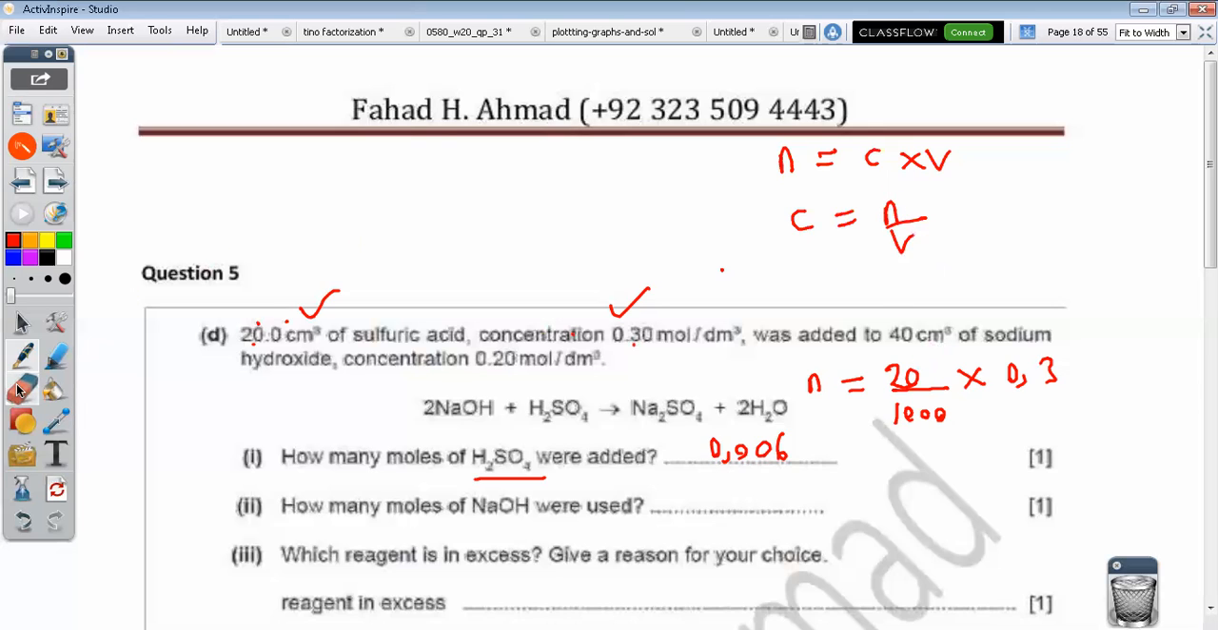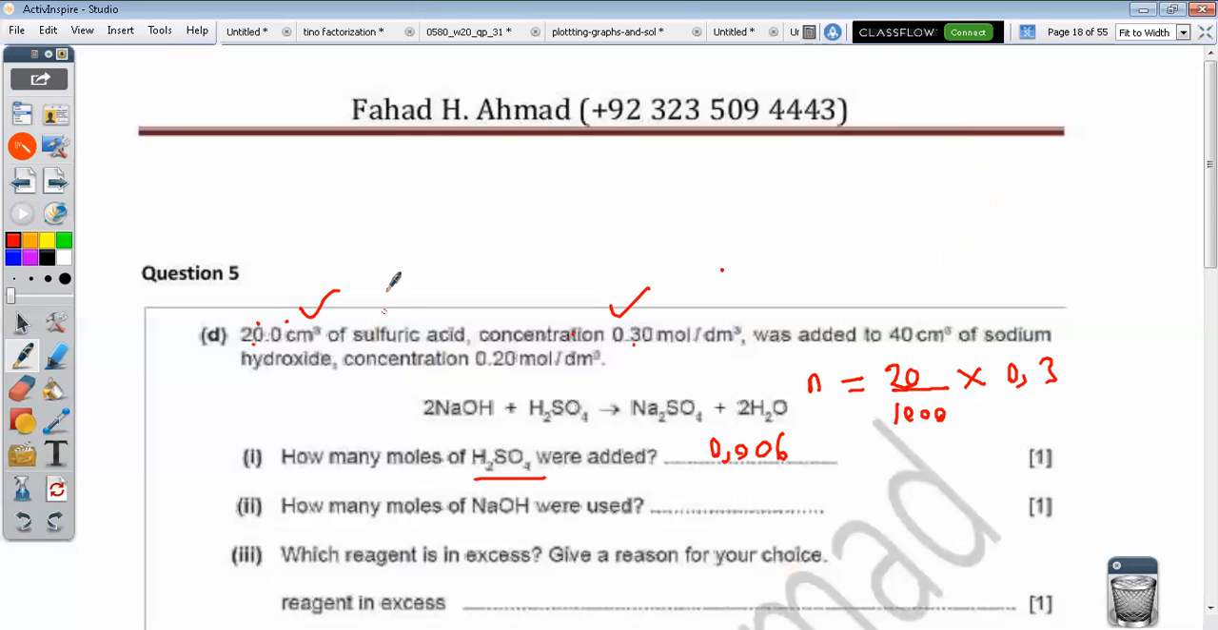Just like we said, number of moles is mass divided by MR. If you remember this, it's easy to find the MR or to find the mass. Because mass is equal to number of moles multiplied by the MR. So it's just a matter of changing formulas. Just remembering the formula, then you play around with it.